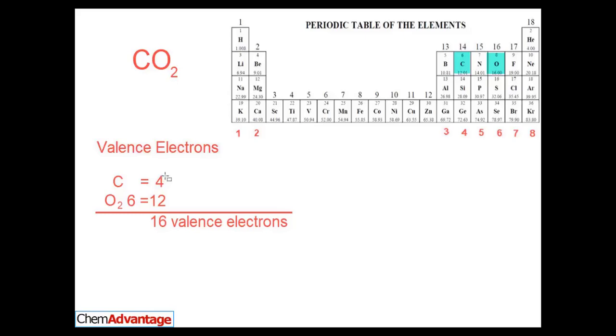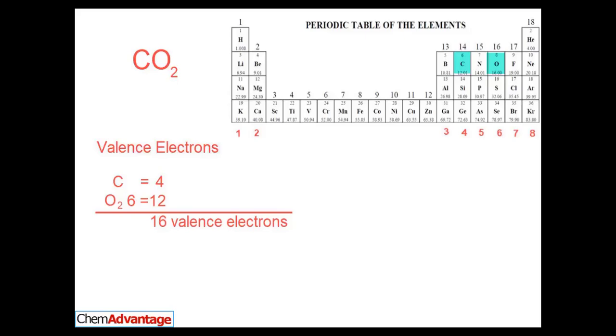What are the number of valence electrons? Carbon 4, oxygen 6, that you probably memorized by now. A total of 16, double check. Yep, 4, 6 times 2, 12. You don't want to be wrong on this, so it's worth a double check.